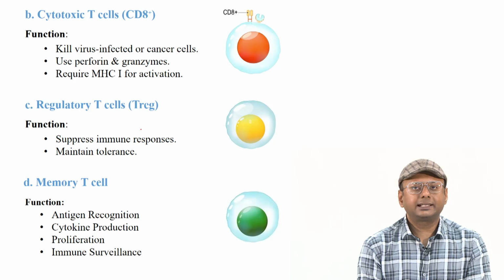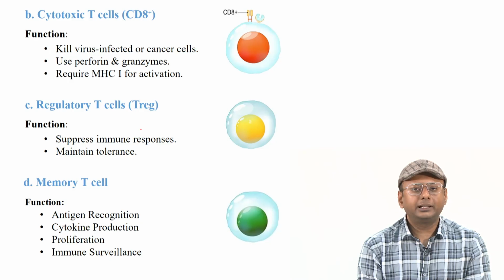Then there are cytotoxic T cells or CD8 positive cells. Mainly they kill virus-infected cells or cancer cells. Then there are regulatory T cells. As you remember, T regulatory cells help in suppressing the immune response and maintain tolerance.